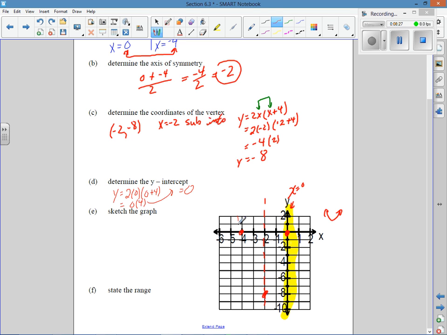So I'm going to graph this here, and then back down to there. And the range, whenever we have a minimum value, we say that y is greater than or equal to, well, what is that value? Negative 8.